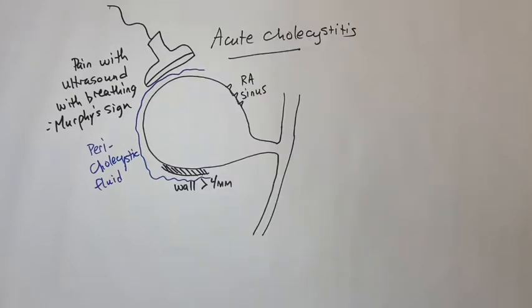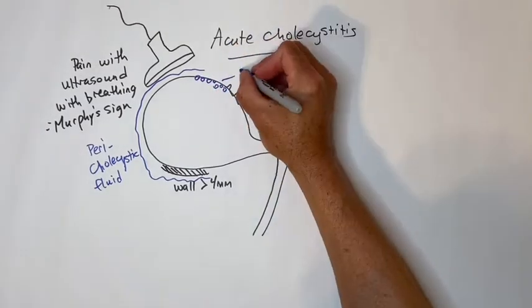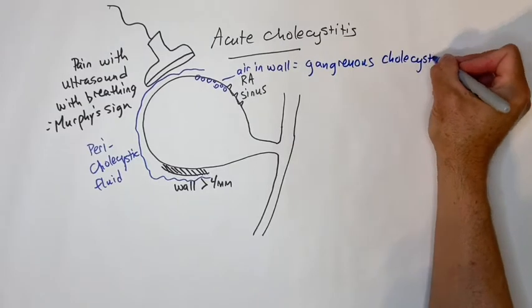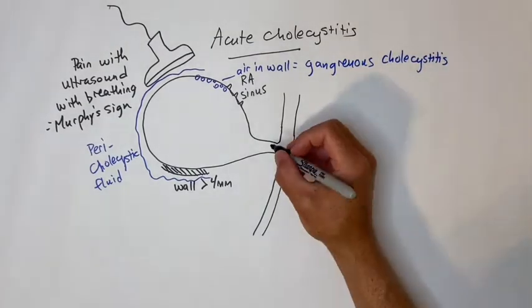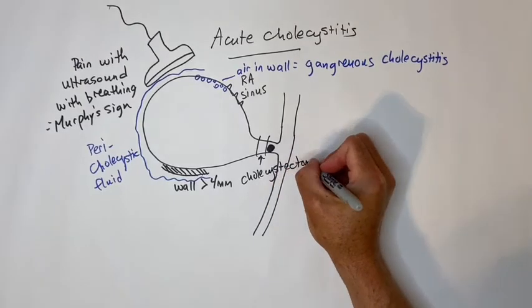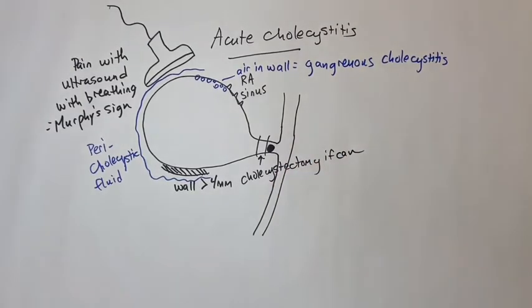Gangrenous cholecystitis is when there is necrosis and gas-forming organisms in the wall of the gallbladder, and this may show up on imaging with air in the gallbladder wall. This is known to have a worse outcome, and urgent cholecystectomy, if you can, is a good idea.